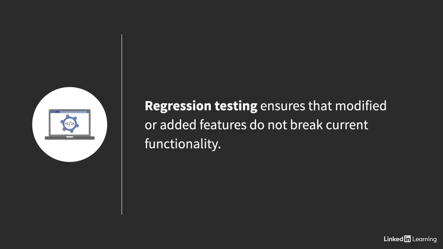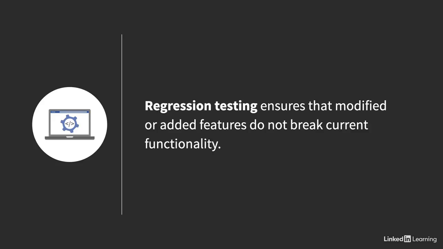Once the code is tested and deployed, that doesn't mean you never test it again. As software is iterated upon, it's important to make sure that any changes do not adversely affect the existing features. This idea is called regression testing, where modified or added functionalities are retested to ensure they do not break current code.